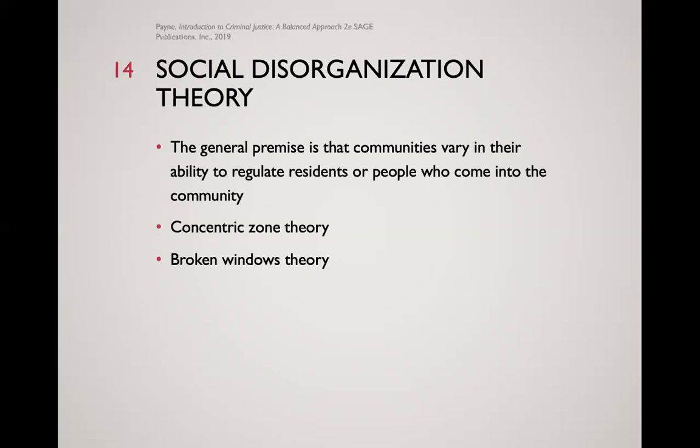This is back in 1942, Clifford Shaw and Henry McKay. General premise is that communities vary in their ability to regulate residents or people who come into the community. Concentric zone theory is a theory that they applied, that basically they did this in Chicago. Concentric zone theory looked at the rings around Chicago, starting from the city center. And if you think about it, it still applies today. There is still statistical significance and research that supports this theory to this day.